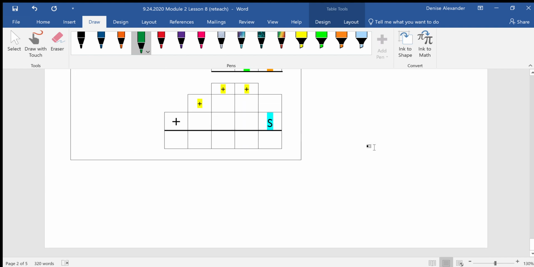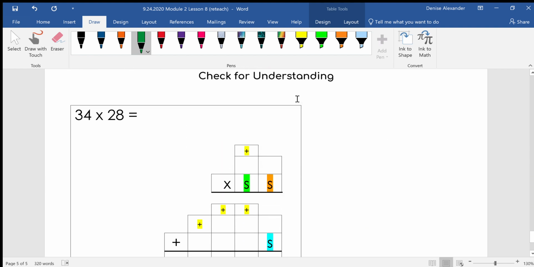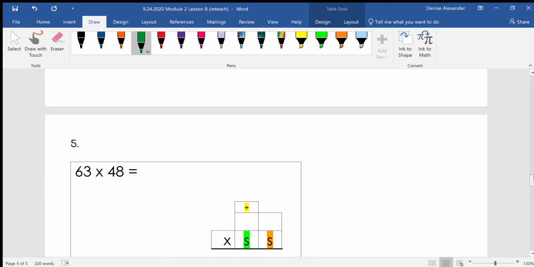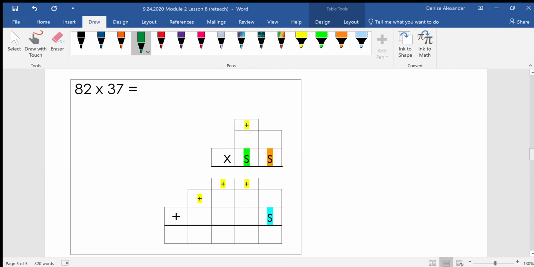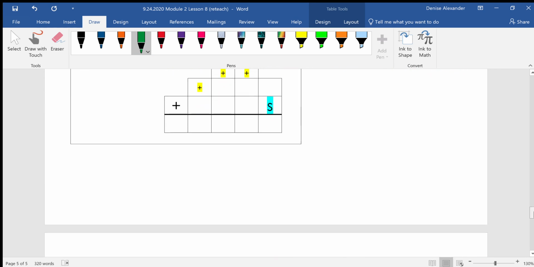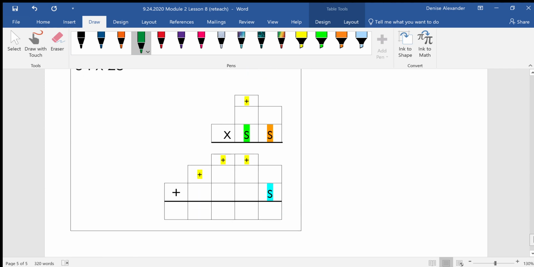Now, please be aware, we have several problems, and you need to complete 3, so you guys are going to work on 3, 4, and 5, and check for understanding. Remember, I look at the check for understanding. I did numbers 1 and 2. You'll be doing 3, 4, 5, 6, 7, and then check for understanding.